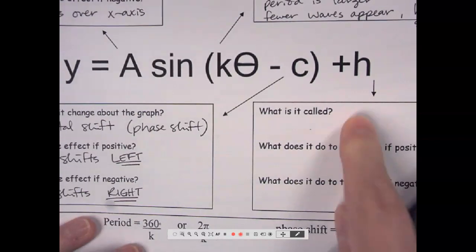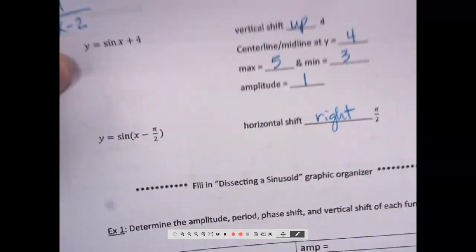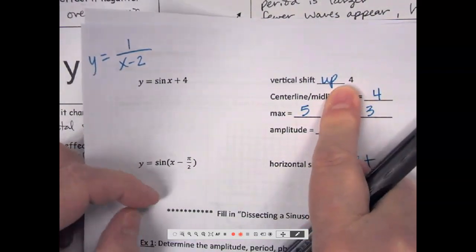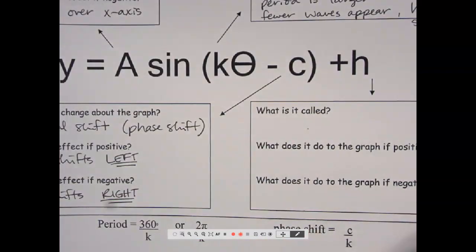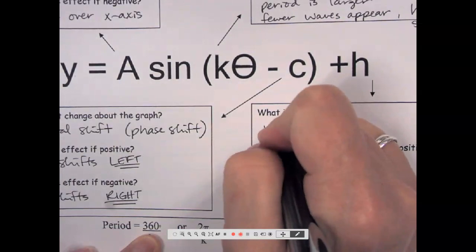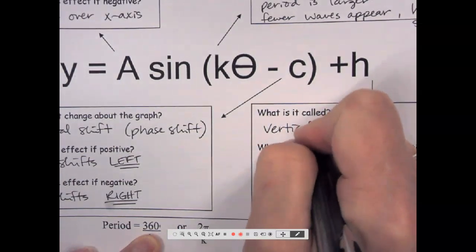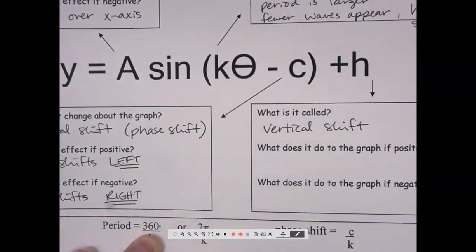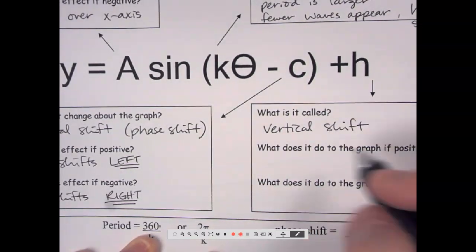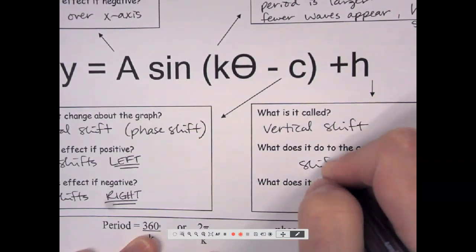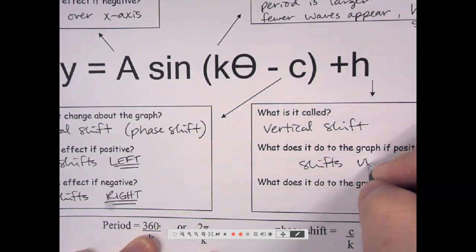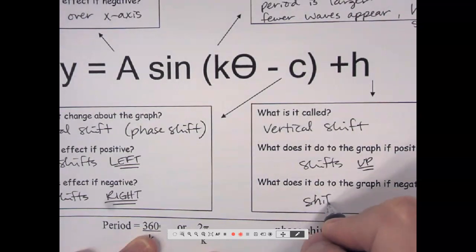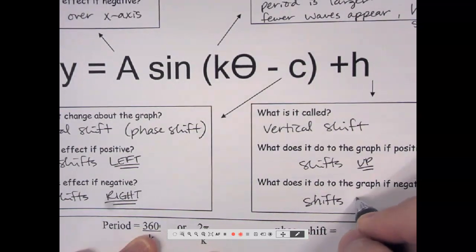Okay, this thing that we tacked on to the end, like the +4 right here, it moved everything up 4, and it's just straight up called a vertical shift. No technical term for that. If it's a positive, so if it's a plus number, it shifts up. And if it's a negative, it shifts down.